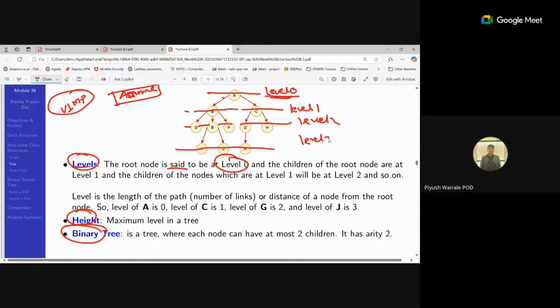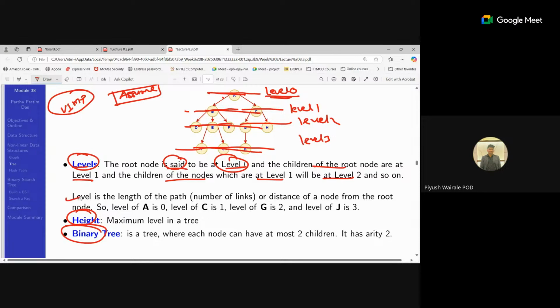Okay. So you can see here the root is said to be at level 0, and the children of the root node are at level 1, and the children of the nodes which are at level 1 will be at level 2, and so on like that. Okay, so this is a hierarchy here: level 0, level 1, level 2, level 3, like that. Okay, now what is the height of a tree?